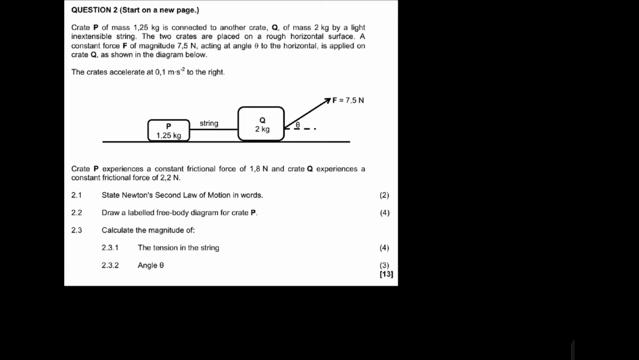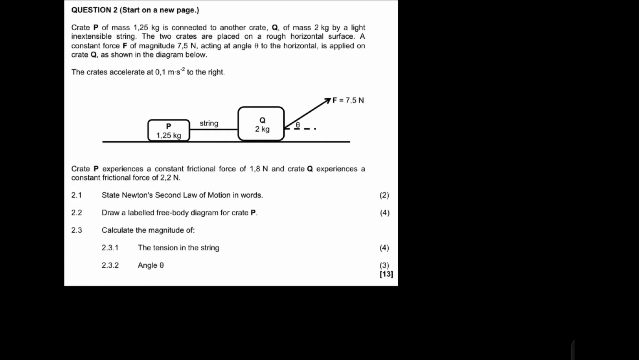Good day. This is a Newton's second law question. It's a system. Let's look at the question. It says a crate P of mass 1.25 kg is connected to another crate Q of mass 2 kg by a light inextensible string.